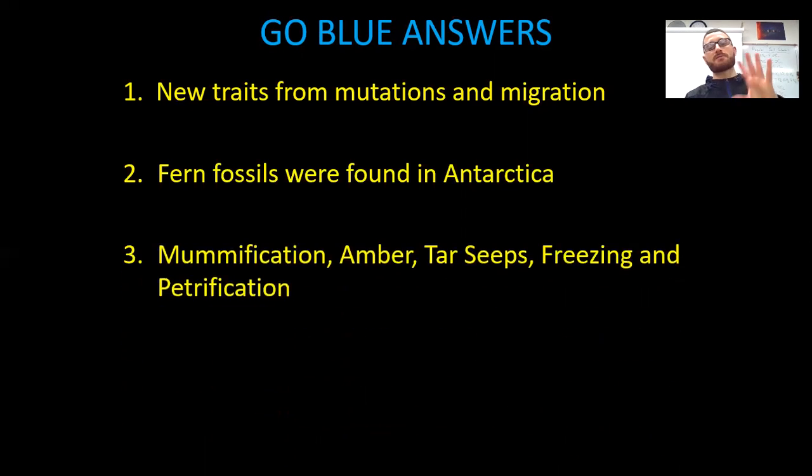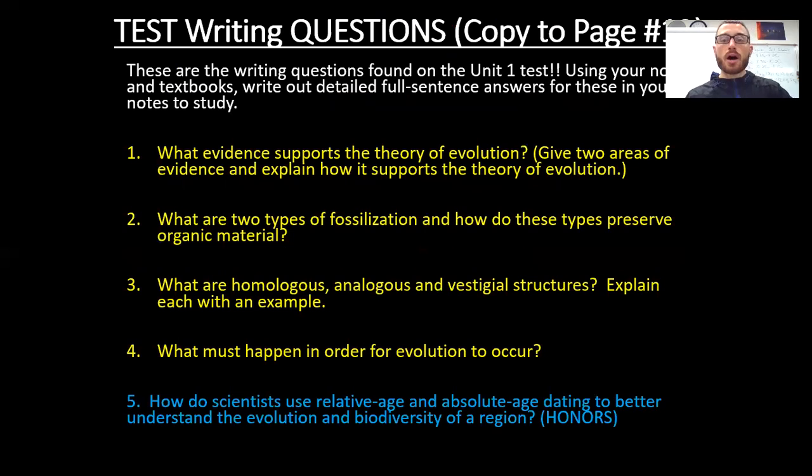Lastly, guys, our 5 types of fossils that we'll be learning about tomorrow include mummification, amber, tar seeps, freezing, and petrification. So know those, have those. We'll go over those in detail tomorrow for our fossilization lesson. Let's go ahead and continue, guys.